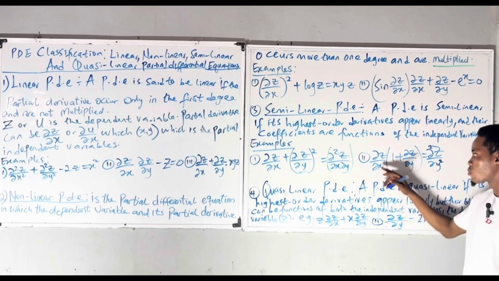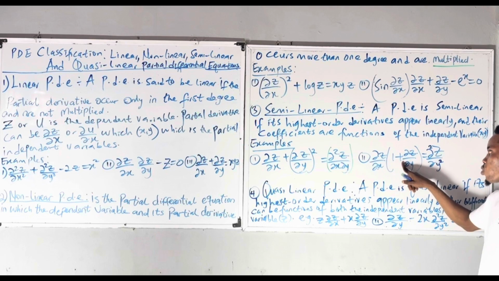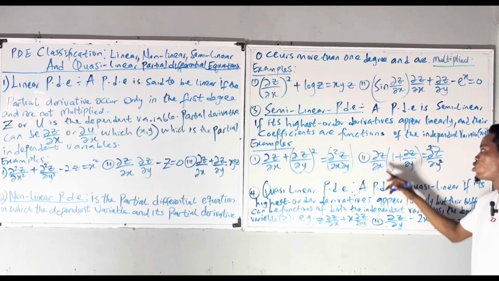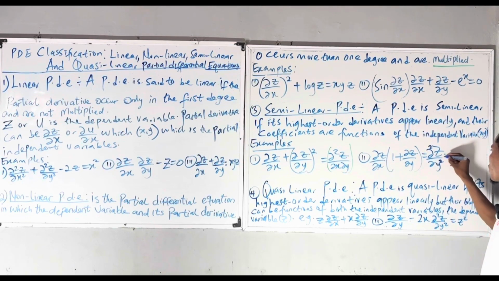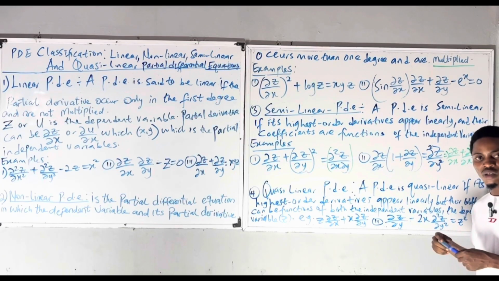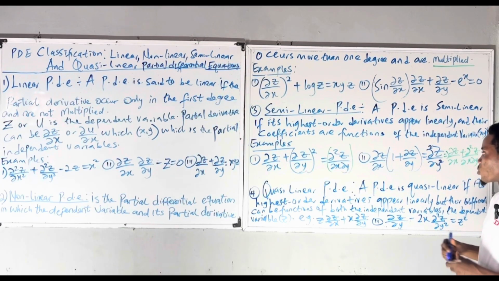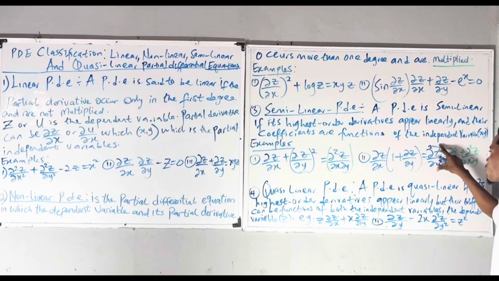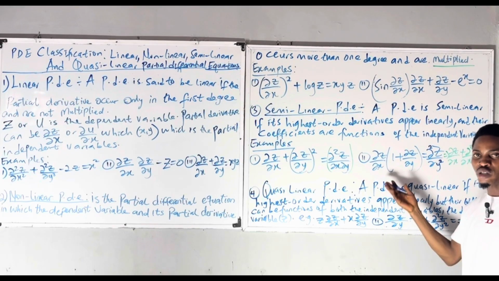Another example again: the partial derivative of z with respect to x, open bracket 1 plus the partial derivative of z with respect to y. If you open this bracket, you are going to have the partial derivative of z with respect to x plus the second partial derivative of z with respect to x and y. So if I now ask what is the order of this, the order of this is 2, the order of this is 1, so the order is 2.